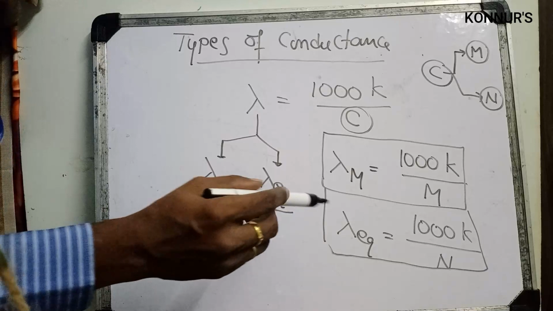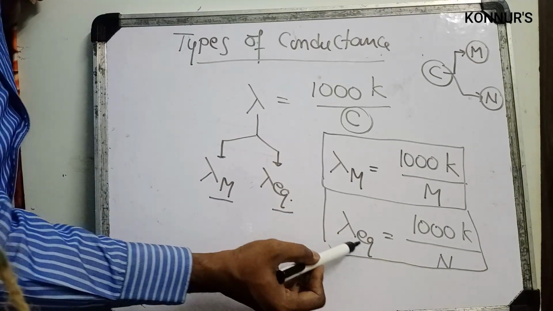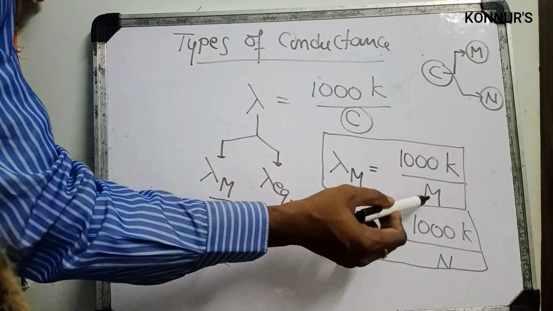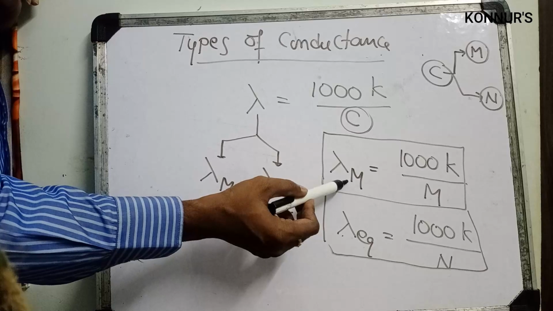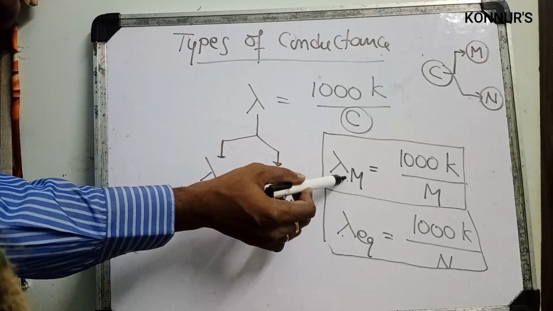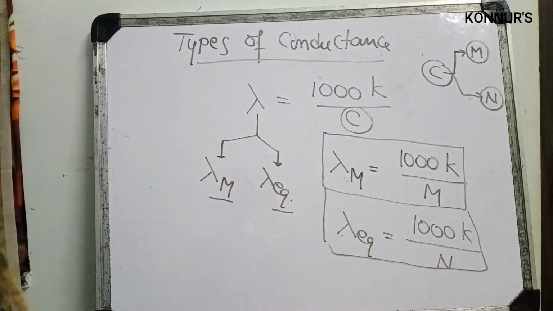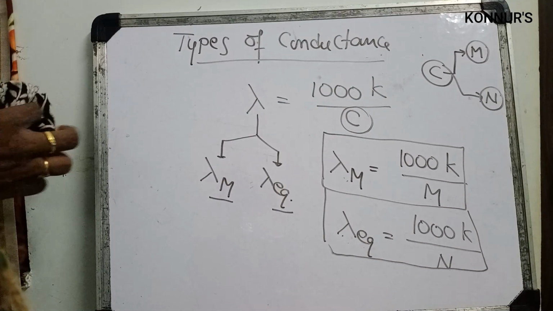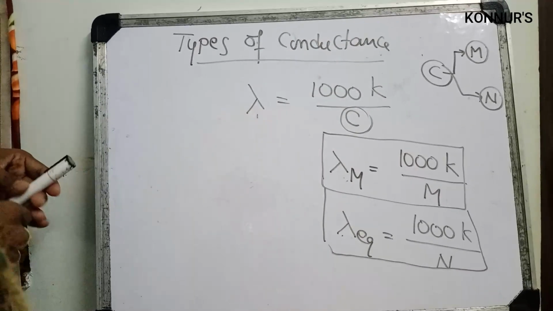In the given solution, if the concentration is given as normality, you are getting equivalent conductance. If the molarity is provided, you are getting molar conductance. They will ask what the relation is between molar conductance and equivalent conductance. So here you must know the relation between molarity and normality.